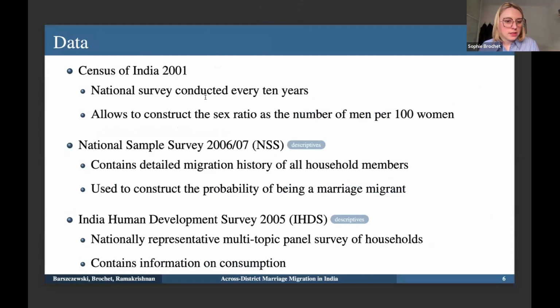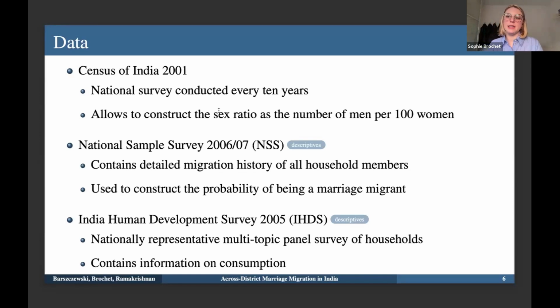The other data set is a national sample survey. This data set contains detailed information on individuals' migration history. I observe a household, and for each member, I observe whether they are migrants or not. In particular, for married women, I observe if they are migrants and which type of migration this is, for instance across district or across state, and I can also know the motive of this migration. So I can know if they are specifically marriage migrants.